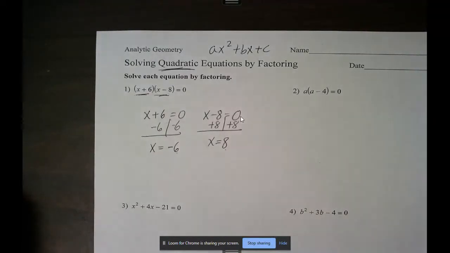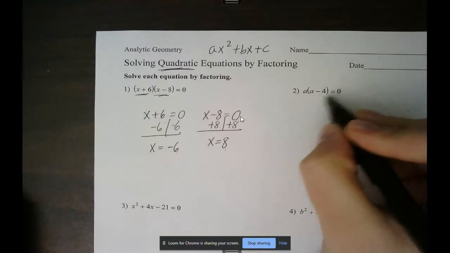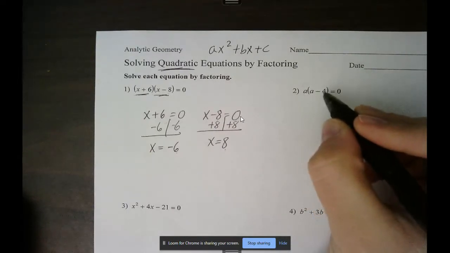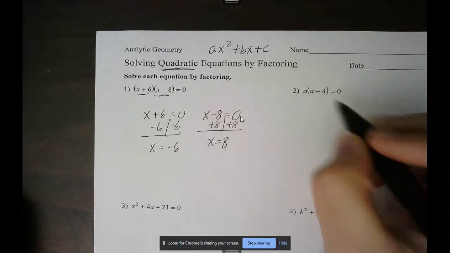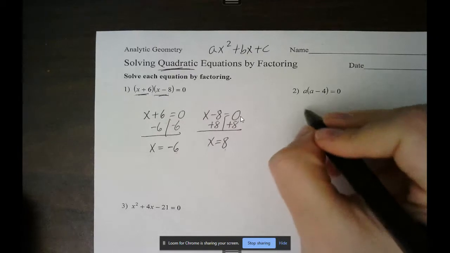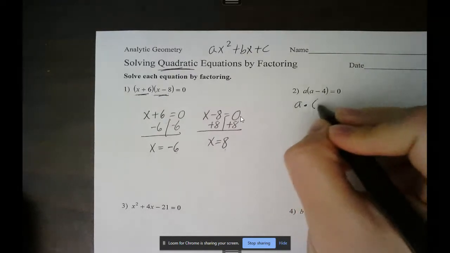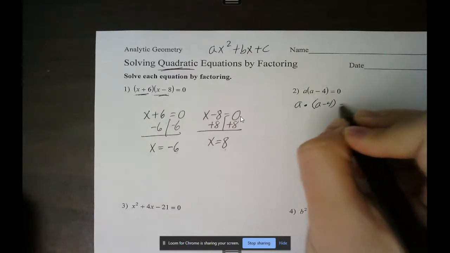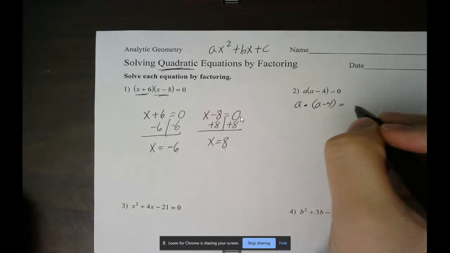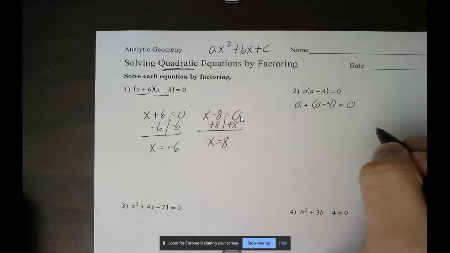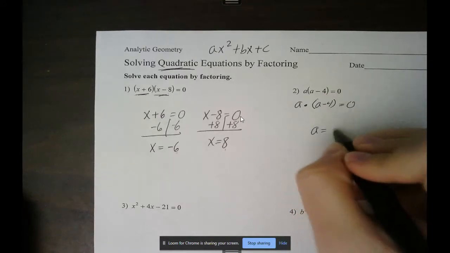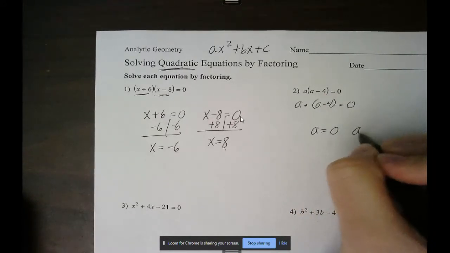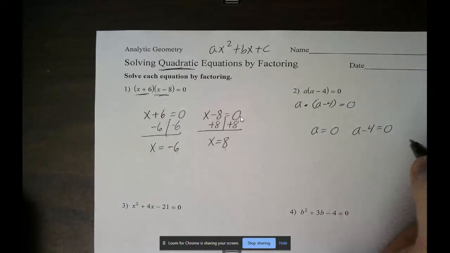All right, so let's take a look at number 2. What two things are being multiplied together here? Obviously, this wasn't a big X one. This is just a GCF one. They pulled an A out of that, right? So what's multiplied here? We have A times A minus 4. Okay, so the two factors are A and A minus 4. So as long as either one of those is equal to 0, then the whole thing will go to 0. Does that make sense? So either A equals 0 or A minus 4 equals 0.